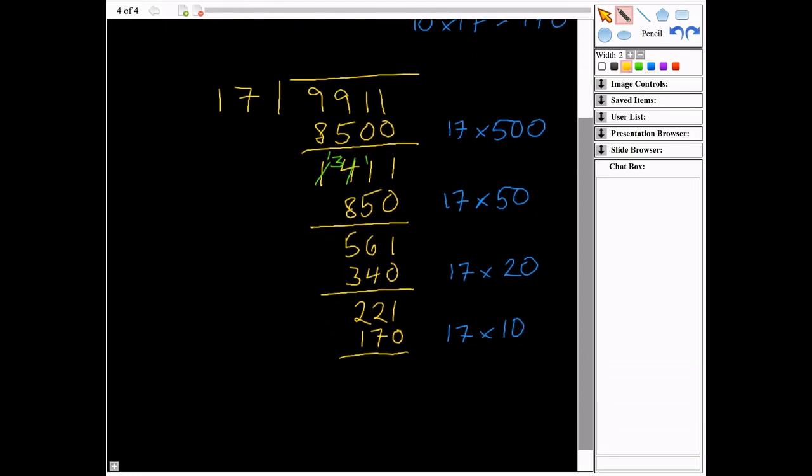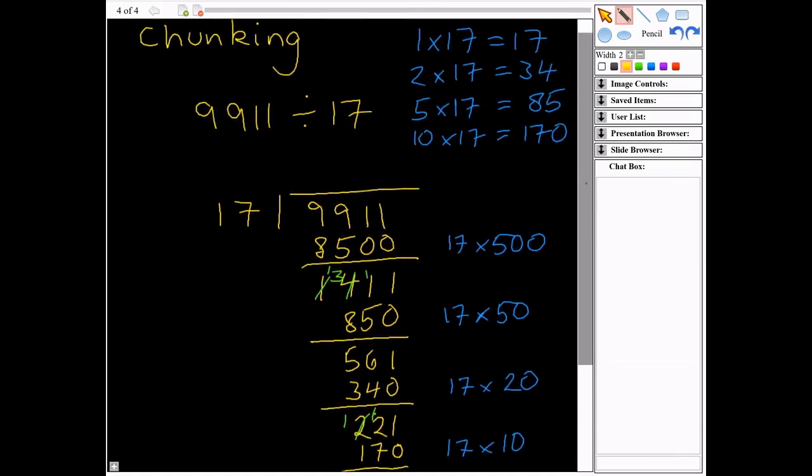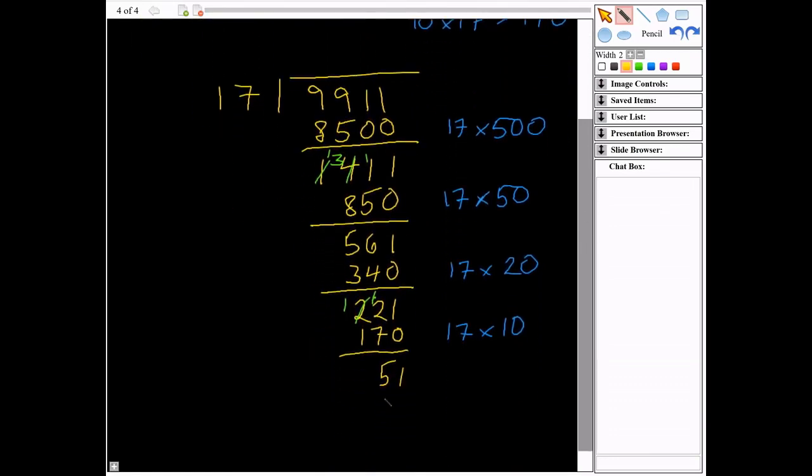Then I take away, 1 take away 0 would be 1. Take from here, 12. 12 take away 7 would be 5. 1 take away 1 would be 0. So I've got 51. Don't really want that line there. The one which fits best now would be 34. There's no extra spaces to do, so that would be 17 times 2.